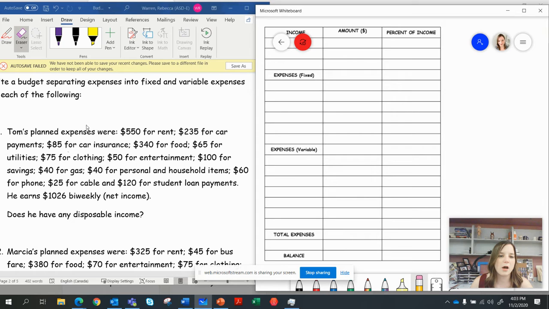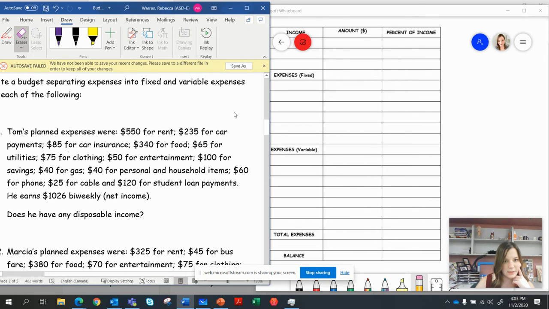So we're looking over here at Tom's planned expenses. So Tom's planned expenses were $550 for rent. Rent would be considered a fixed expense. $235 for a car payment. That is also going to be a fixed expense because it is $235 every month for that car payment. $85 for car insurance, same thing. That is a fixed expense.